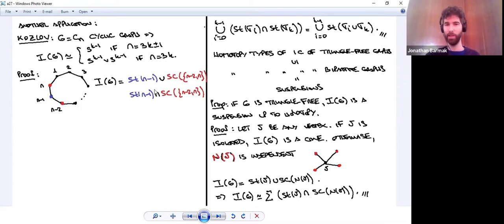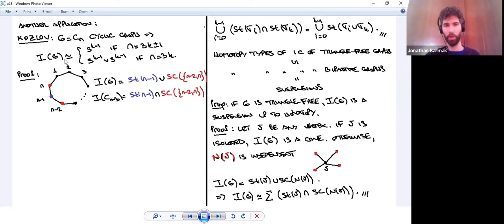So the simplices here are independent sets of vertices in this graph which are just black vertices, and they do not contain 1 and n-3 simultaneously. So this is exactly the independence complex of C_{n-3}. Okay, it's a smaller cycle, and here we have the induction that we need. So this is homotopy equivalent to the suspension of this independence complex.